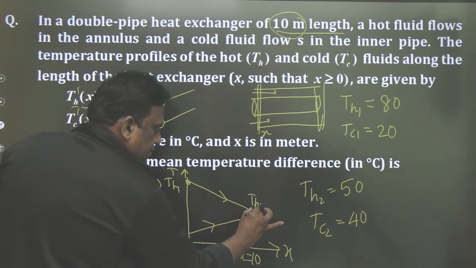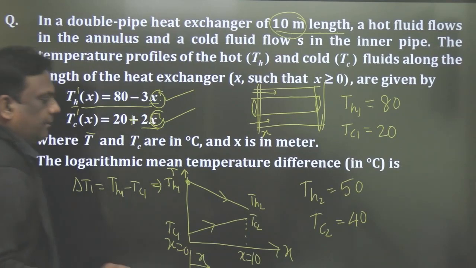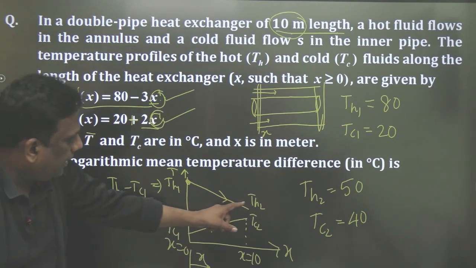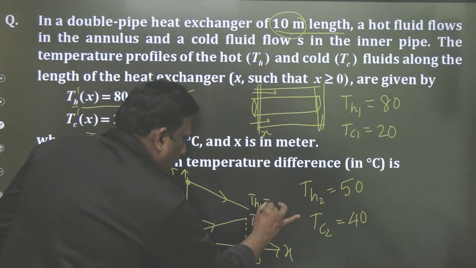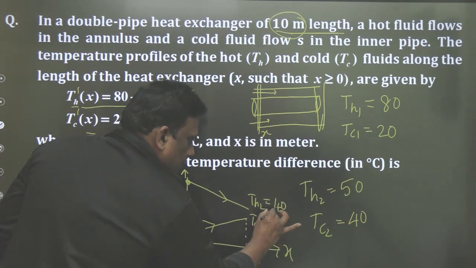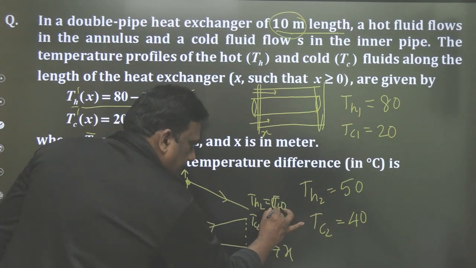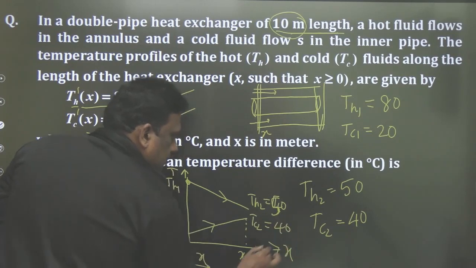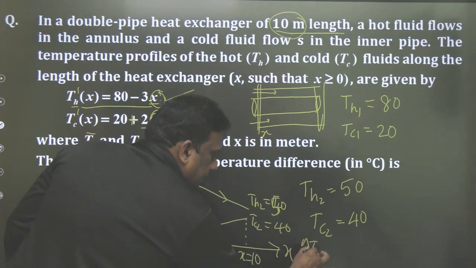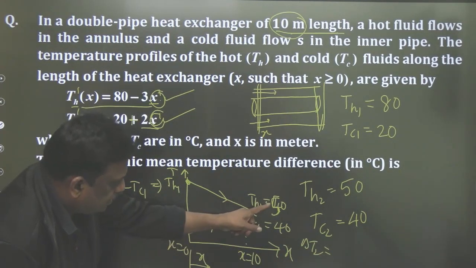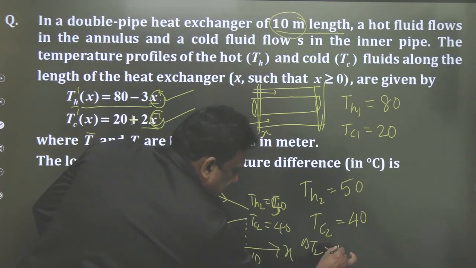And this is TH2, and this is TC2. Please observe clearly. Already we know TH2 is 50 and TC2 is 40. So what is delta T2? Delta T2 is TH2 minus TC2, 50 minus 40, that is 10.